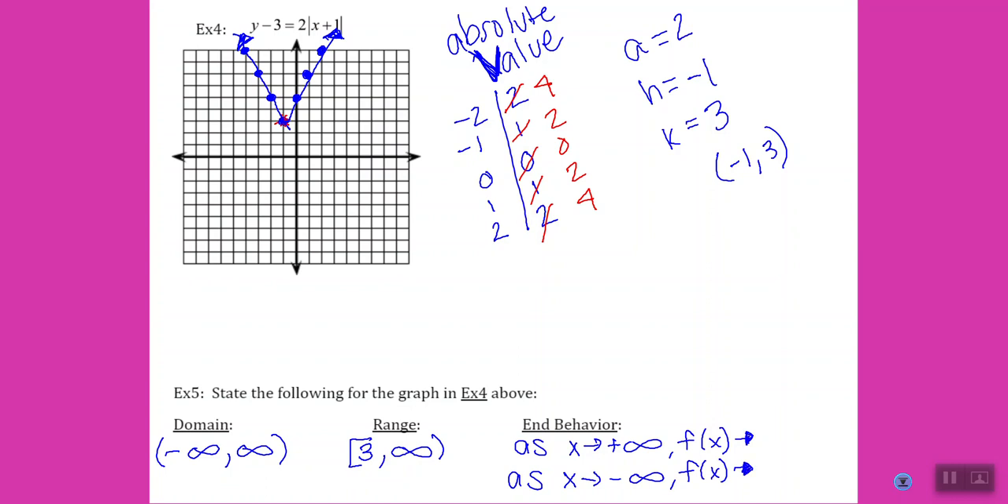And since both my arrows are pointing up, both my f of x's are going towards +infinity.